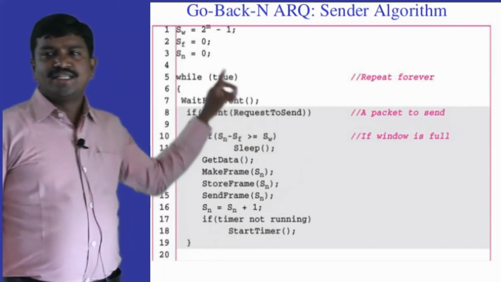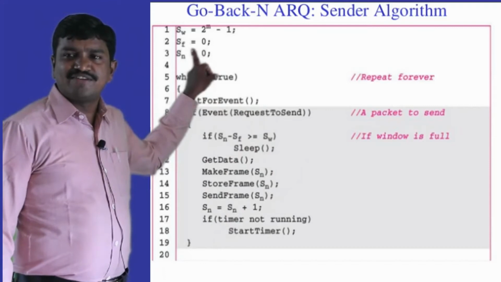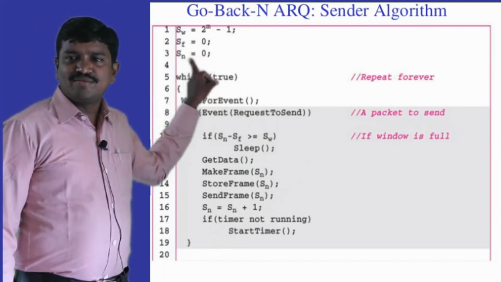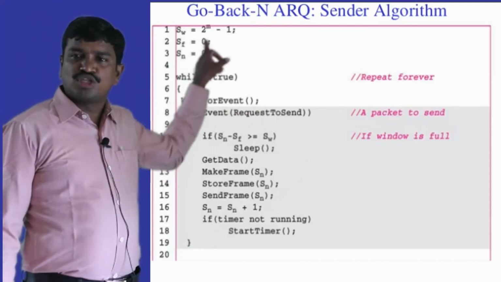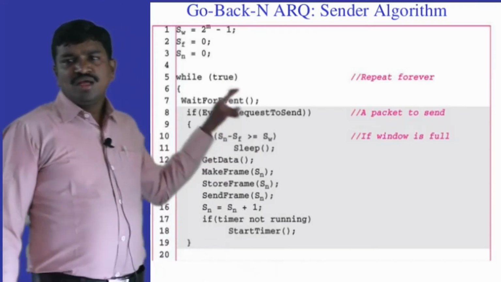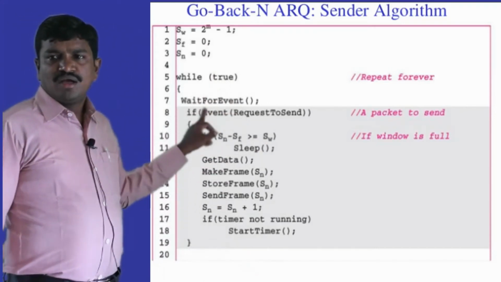And then we have already said SF means first outstanding frame, which is 0, and SN means next frame to be sent. Both are 0 initially because we have not started our transmission. Continuously, while true means forever, waiting for an event.